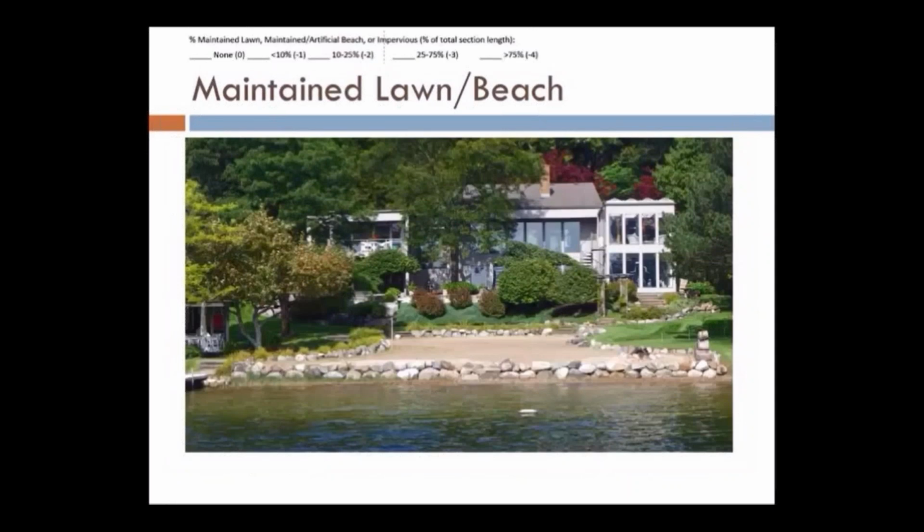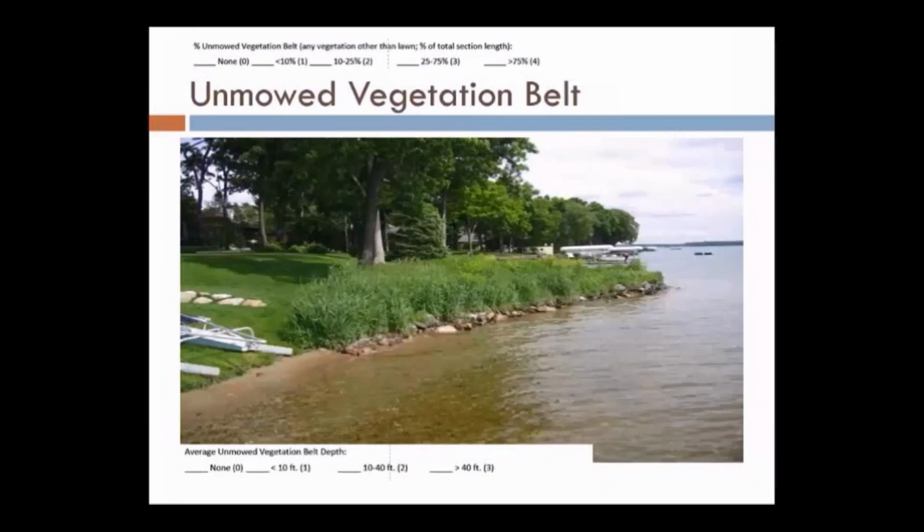This lot includes an artificial beach and artificial erosion control. Now we're looking at some good stuff, unmowed vegetation. Look at two characteristics. First, what percentage of the 1,000-foot section has unmowed vegetation? And that can include any vegetation, tall grasses, wildflowers, weeds, shrubs, and trees. Second, on average, how deep is that belt of unmowed vegetation? That is, how far does it stretch back from the water's edge?